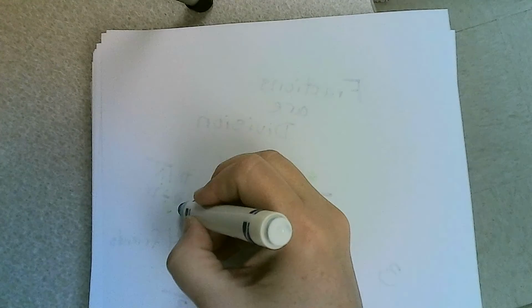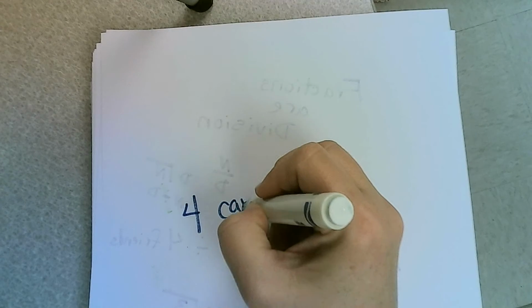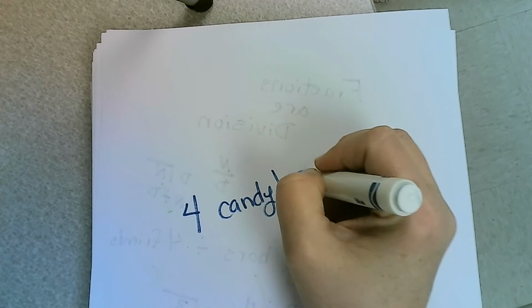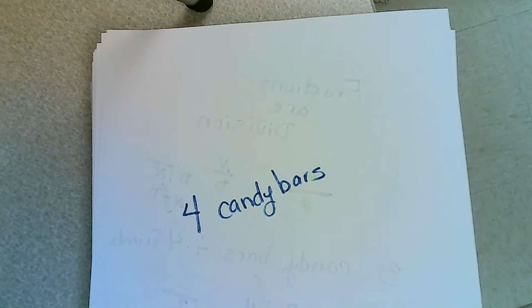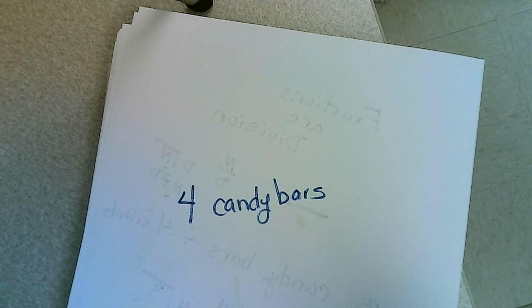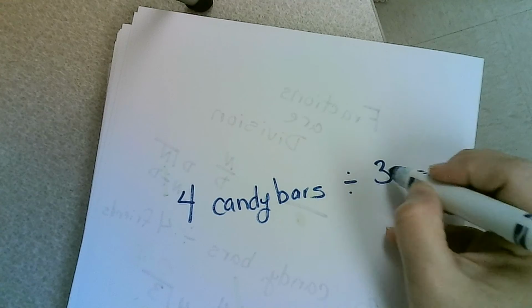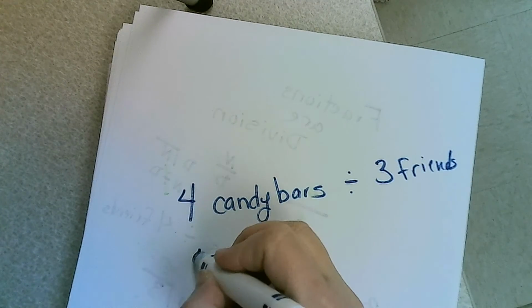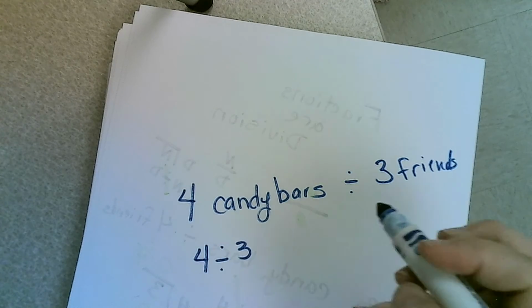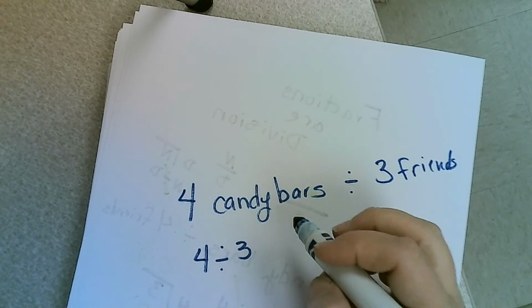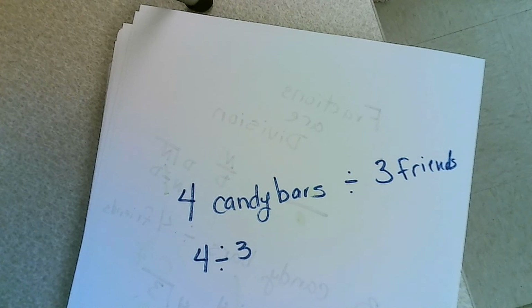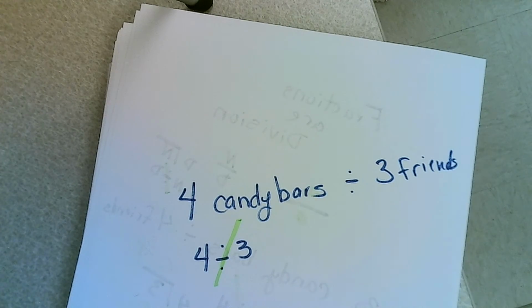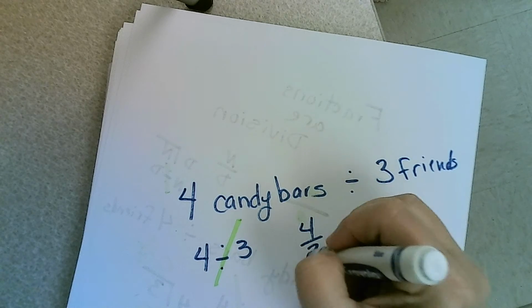Okay. The other situation would be if you have 4 candy bars and you're dividing it among 3 friends. Now we have 4 divided by 3. Again, I can actually just go ahead and say, oh, well, that is 4/3.